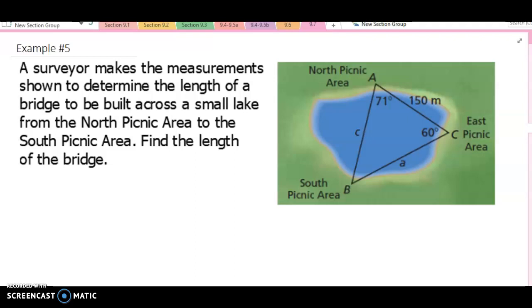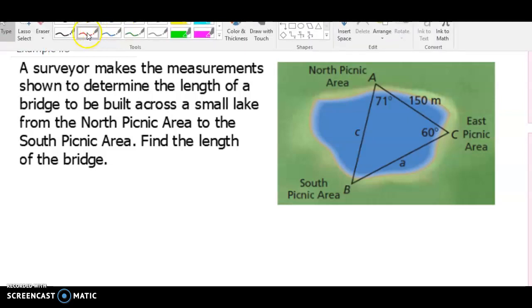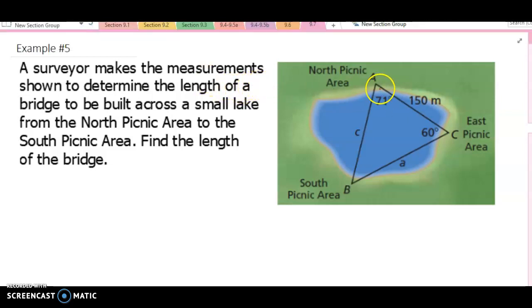All right, so let's do one more example where we utilize the law of sines, and then we'll turn our attention to the law of cosines. It says here, a surveyor makes the measurements shown to determine the length of the bridge to be built across the lake from the north picnic area to the south picnic area. So we want to go from the north picnic area to the south picnic area. This is going to be a bridge.